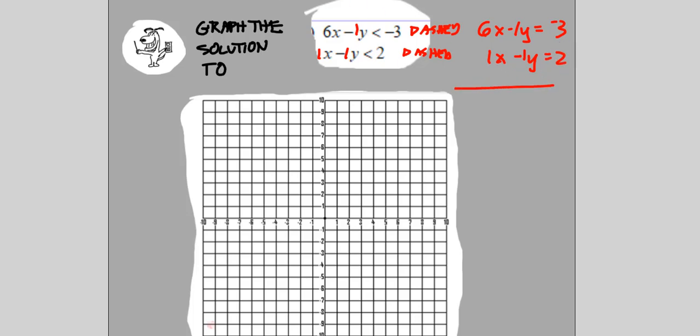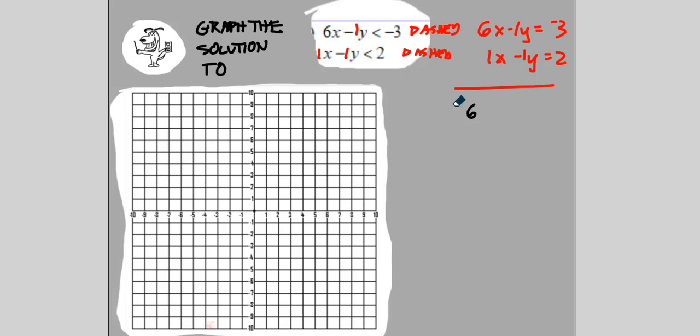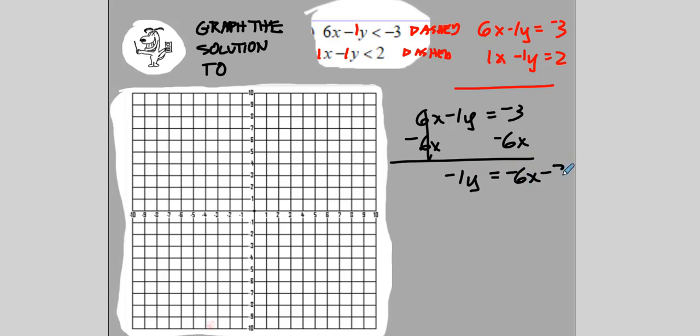So let's take the first equation. Let's move this over again. So we have 6x minus 1y equals negative 3. Solving for y, I have to get rid of the 6x, so I subtract to undo that added 6x on there. I subtract 6x, that goes away, bring down to negative 1y is negative 6x minus 3. Divide by negative 1. So we get y is 6x plus 3. So we have a y-intercept of 3 and a slope of 6 over 1.